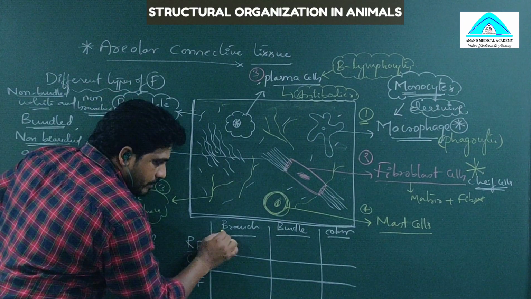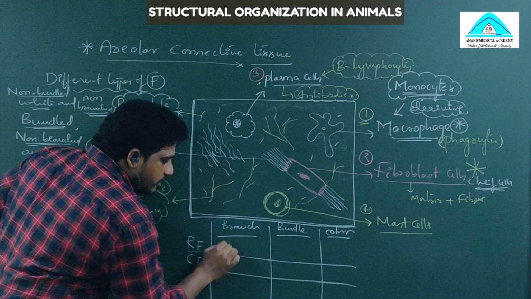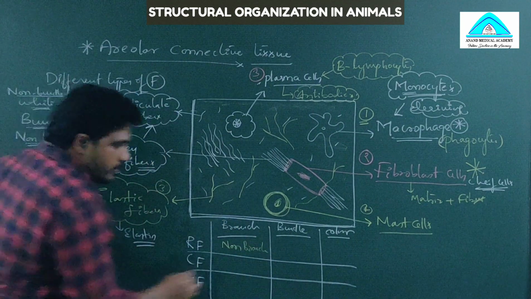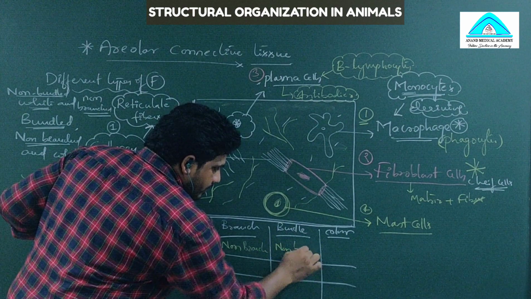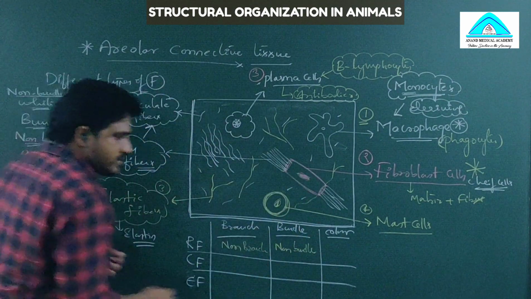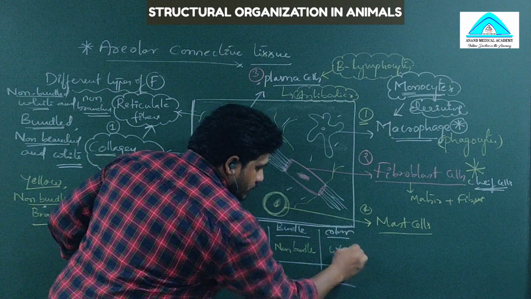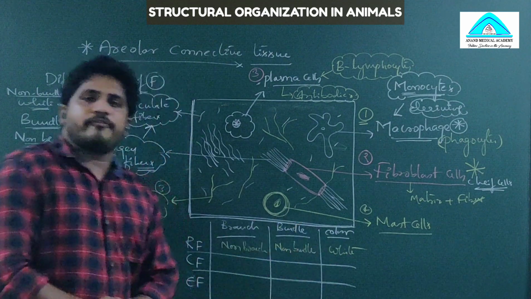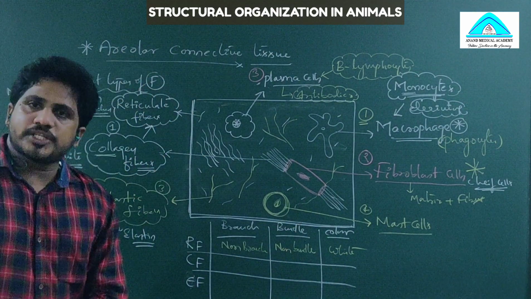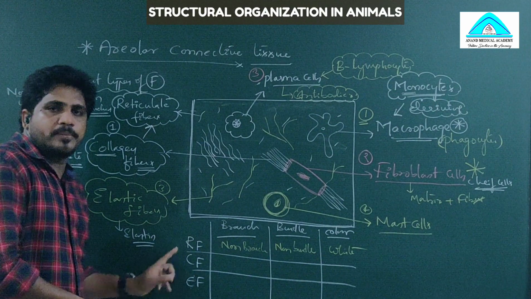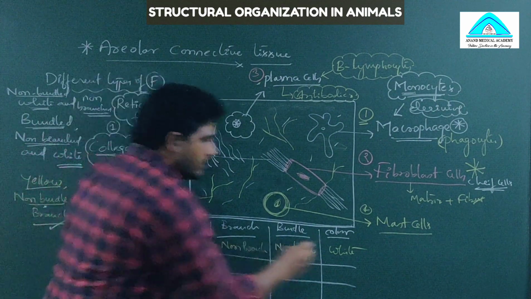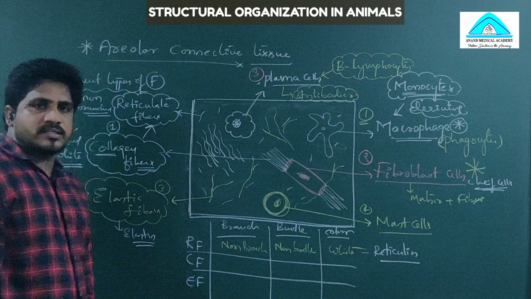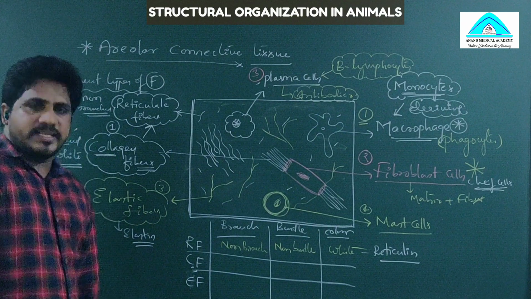Reticulate fibers are branched or non-branched? They are non-branched. Bundled or non-bundled? Non-bundled. Color is white. So the definition of reticulate fibers: non-branched, non-bundled white color fibers existing in areolar connective tissue are reticulate fibers. The protein present in reticulate fiber is reticulin. Reticulin.